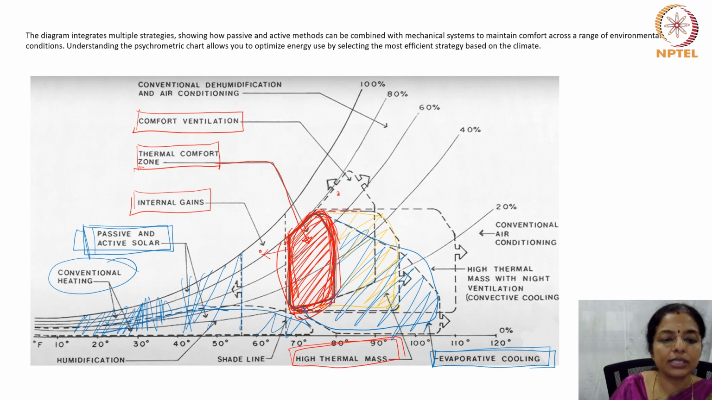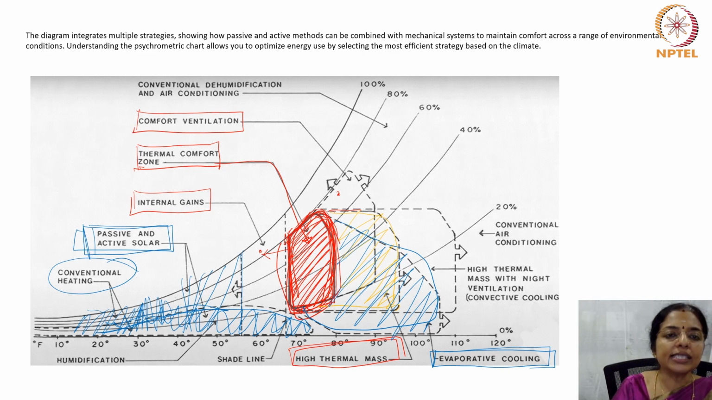So this is where conventional heating or conventional techniques of heating, when natural methods are not sufficient, mechanical heating in cold climates or air conditioning in hot climates becomes necessary. And in this chart, it is represented where extreme temperature conditions occur outside the comfort zone.